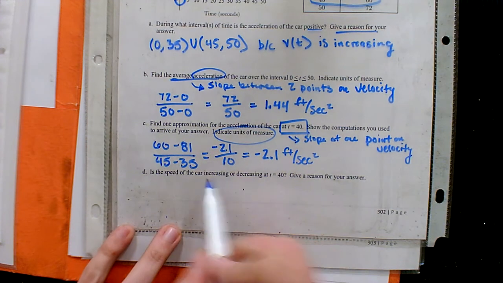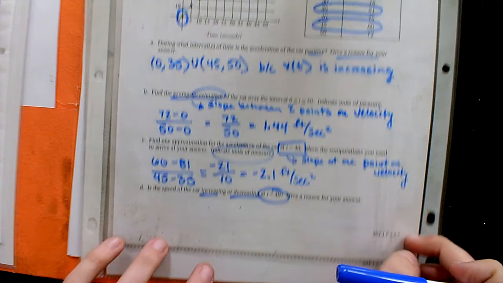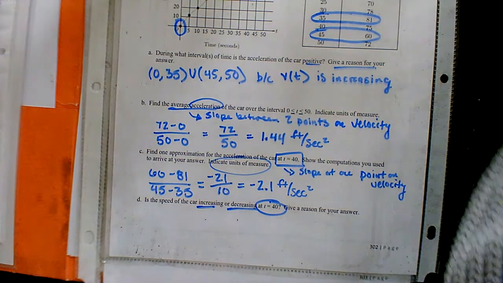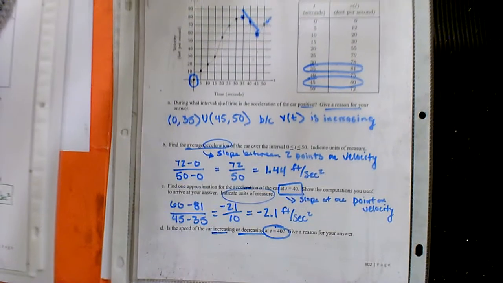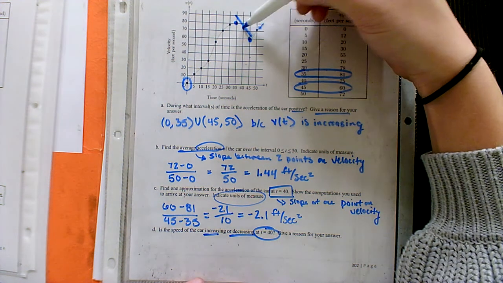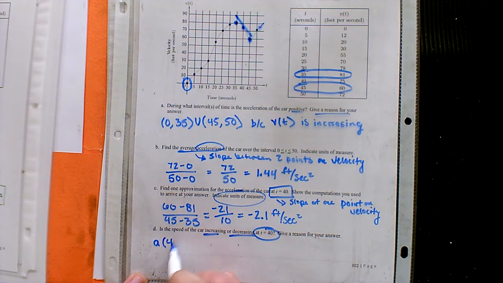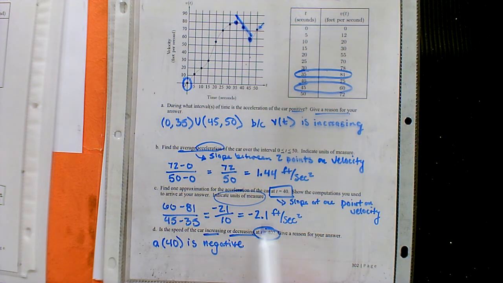All right, last one. Is the speed of the car increasing or decreasing at time 40? Okay, justify your answer. What do you think we need to find or figure out? How can we determine if speed is increasing or decreasing? The slope is negative. Say it again? The slope is negative. The slope. Okay, so at time 40, we know the slope is negative. So the slope of velocity is negative. That would mean acceleration is negative. So acceleration at 40 is negative.